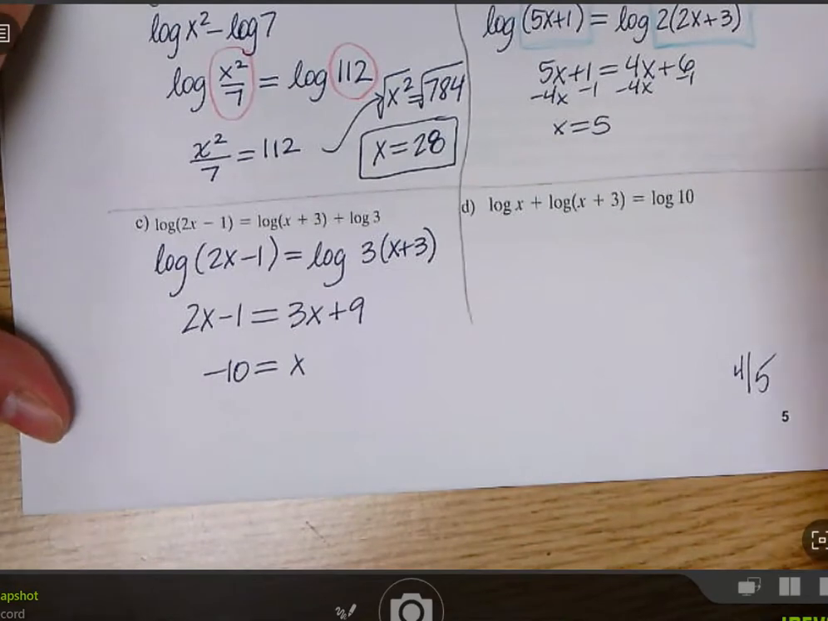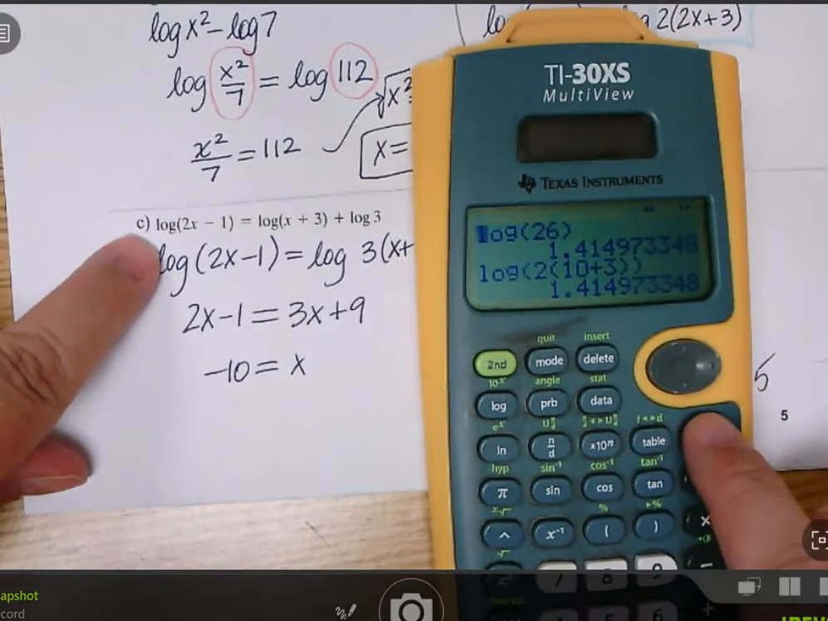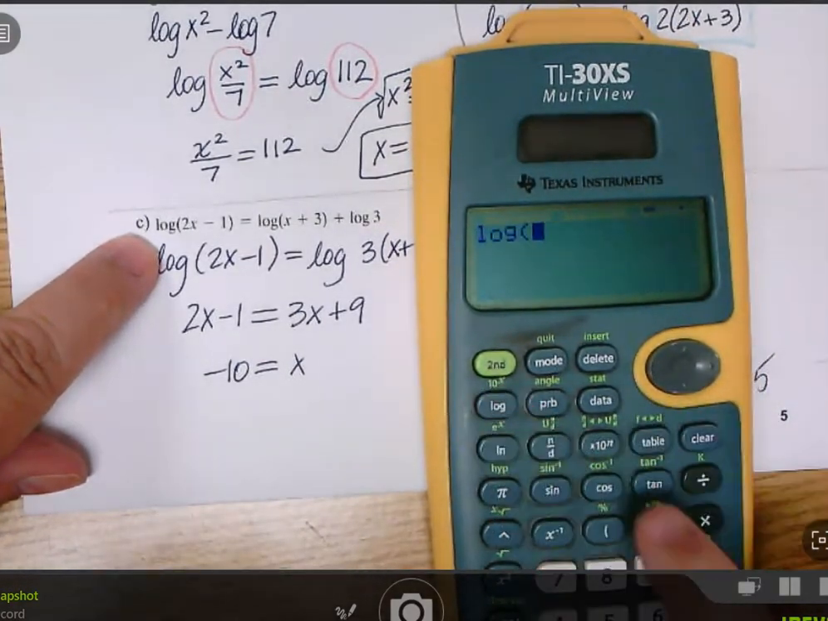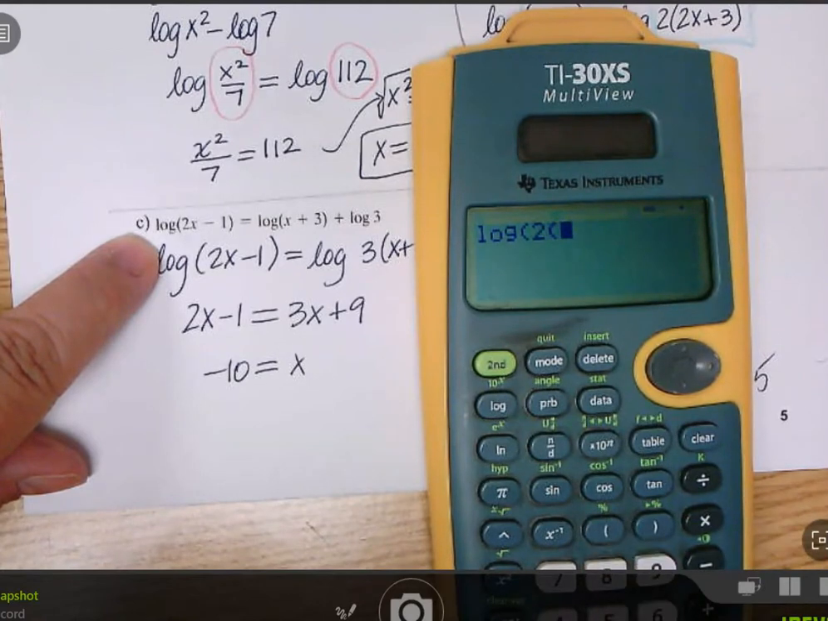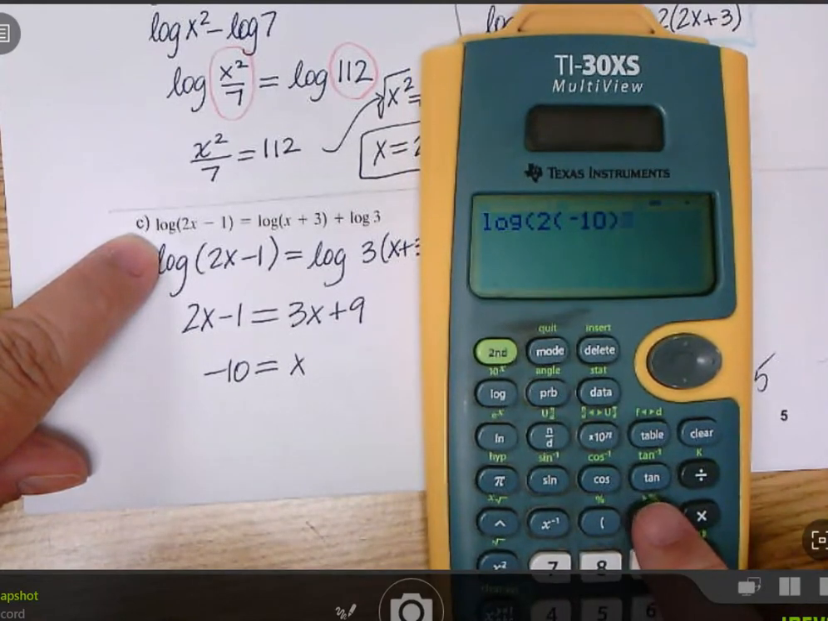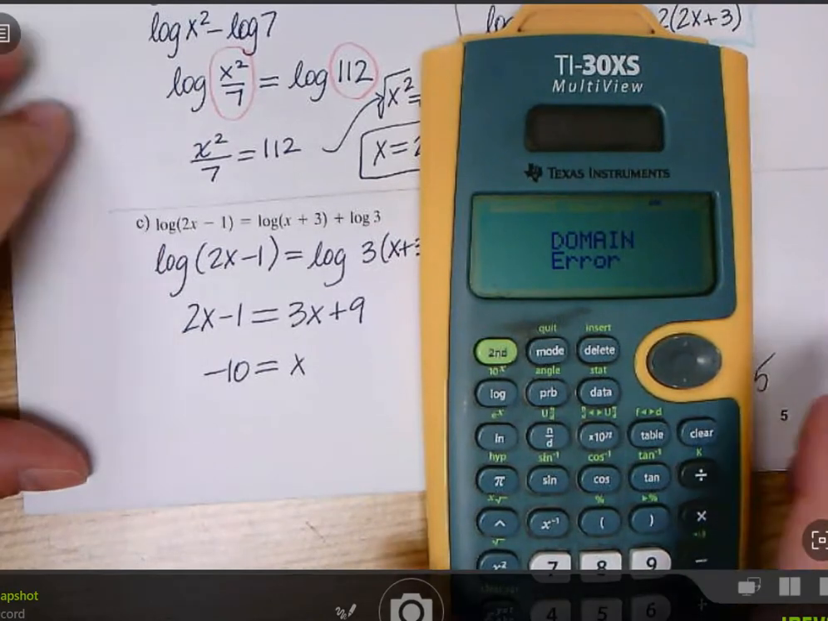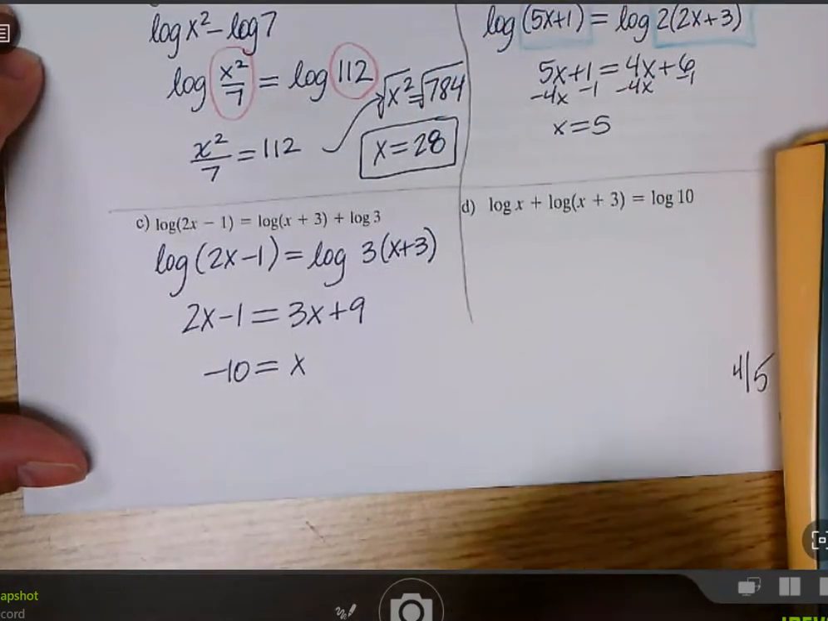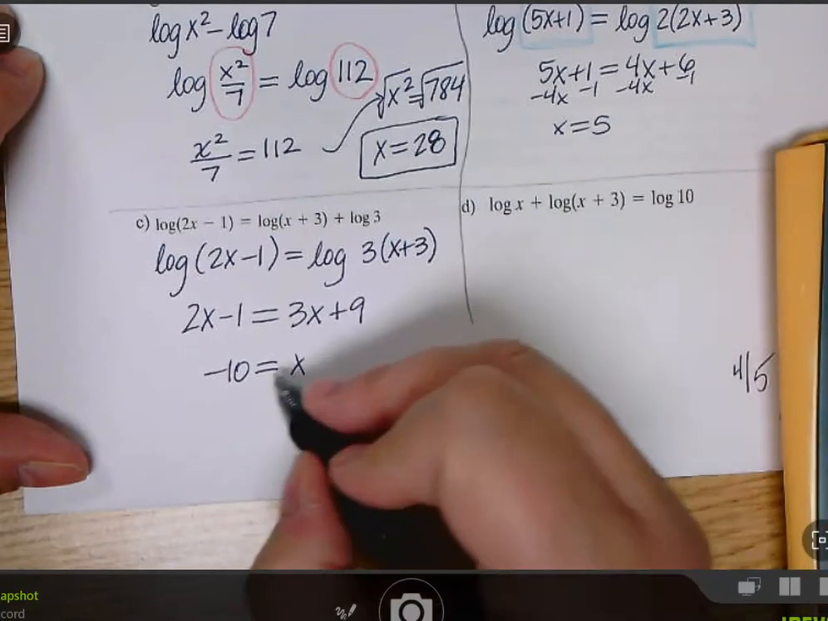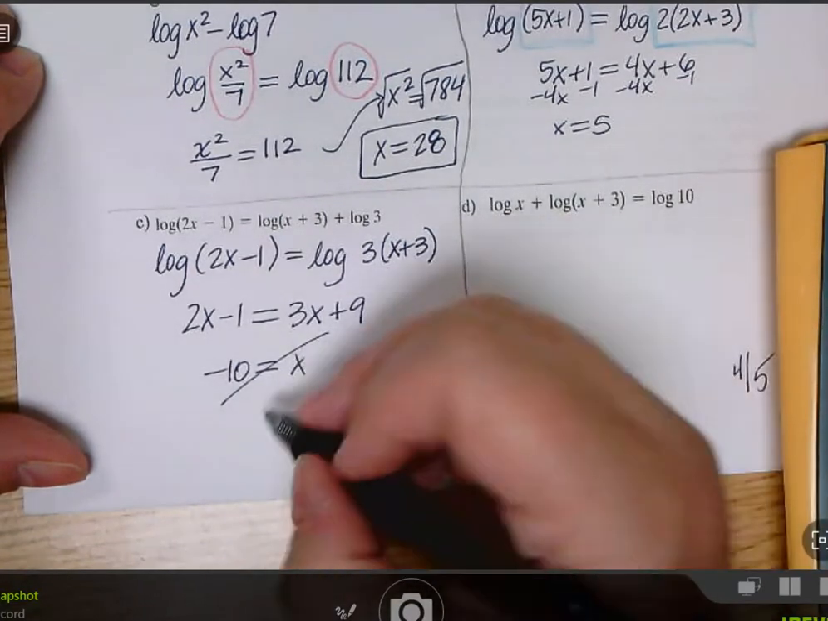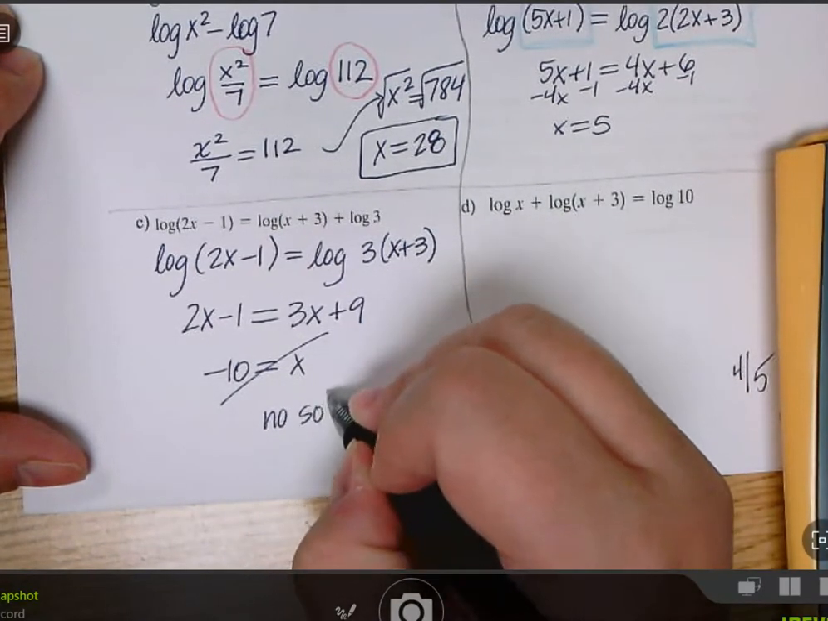Okay, so let's look at this. On the left-hand side, log of 2 times negative 10 minus 1. Domain error. So this is not going to work. All right, so therefore we're going to say we don't have any other solutions, so that's it. That's an extraneous solution, and we'll just say there are no solutions.